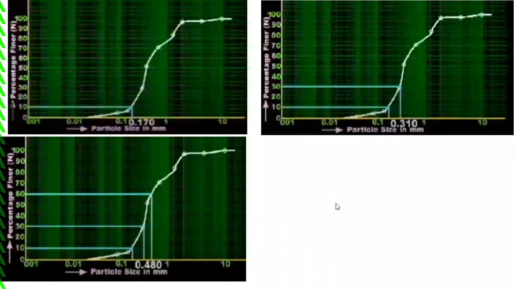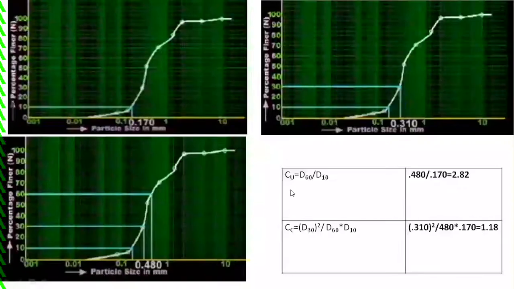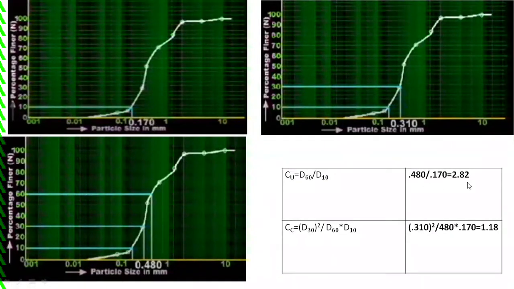Based on this, we can now determine Cu and Cc. Cu is nothing but D60 by D10. We know D60 is 0.480 and D10 is 0.170. So if we calculate that, it will come to 2.82. Cc, the formula is given by D30 whole square divided by D60 into D10. That gives you around 1.18.